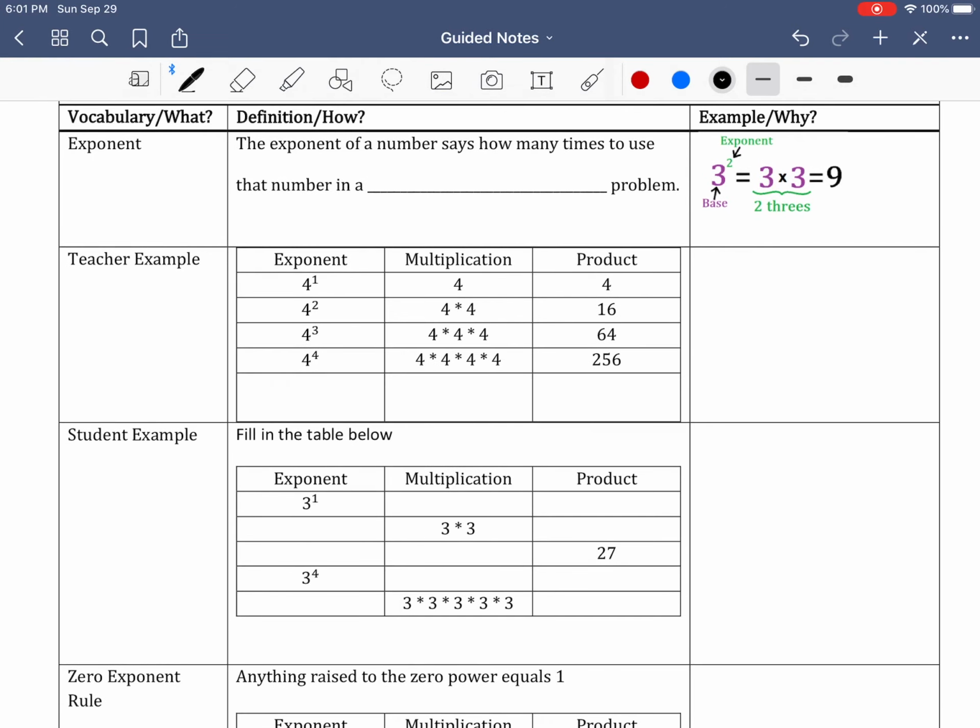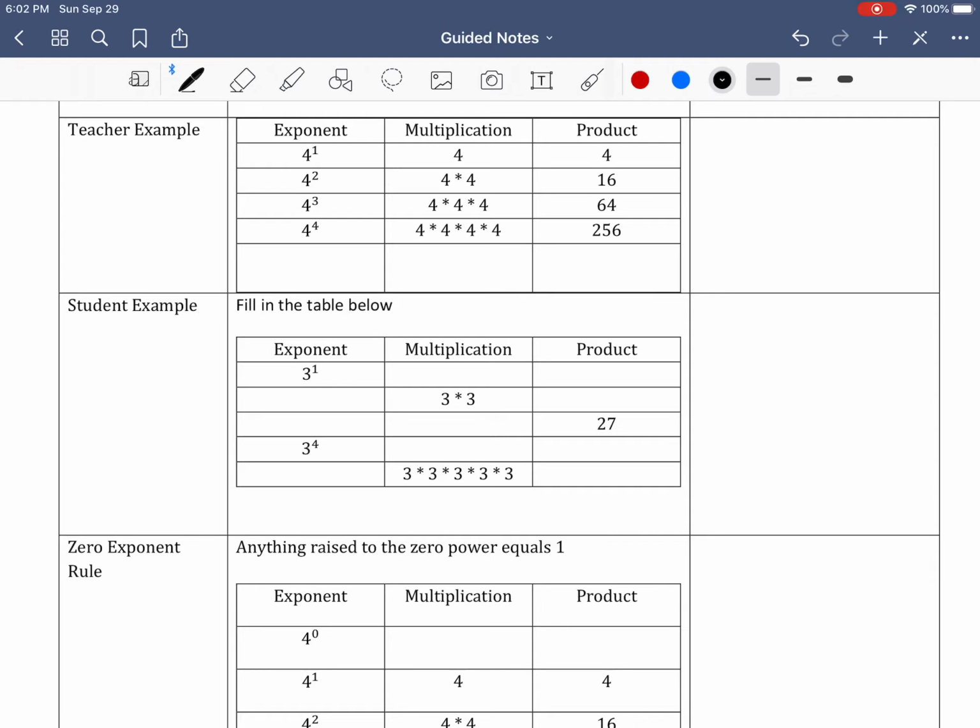So our first vocabulary word is the word exponent. The exponent of a number says how many times to use that number in a multiplication problem. So here, if we have 3 to the second power, 3 is our base, and our exponent is the number 2. Now we can see here that 3 is the number being multiplied, and the number of times that it's being multiplied is 2. Now we know that 3 times 3, or 3 squared, is equal to 9.